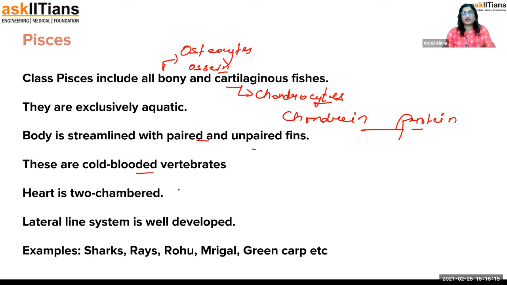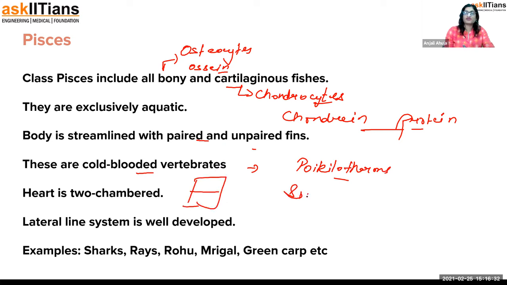They are cold-blooded vertebrates; there are cold- and warm-blooded animals. We are warm-blooded, we cannot change our body temperature, but they can. Poikilotherms. The heart is two-chambered, auricle and ventricle. And they have single circulation, if you remember: blood passes only one time through the gills, oxygen exchange happens with the water, and it just moves out. A lateral line system is well developed.